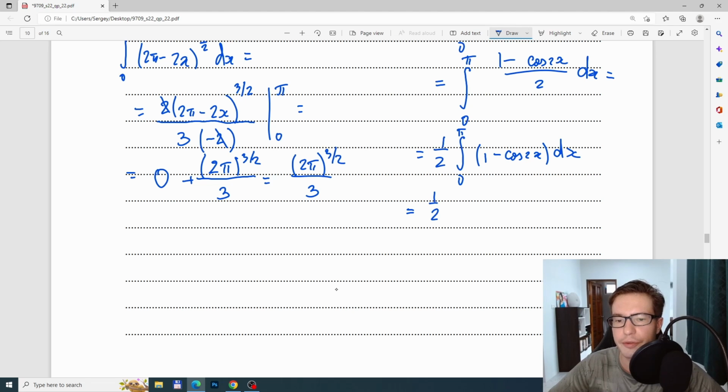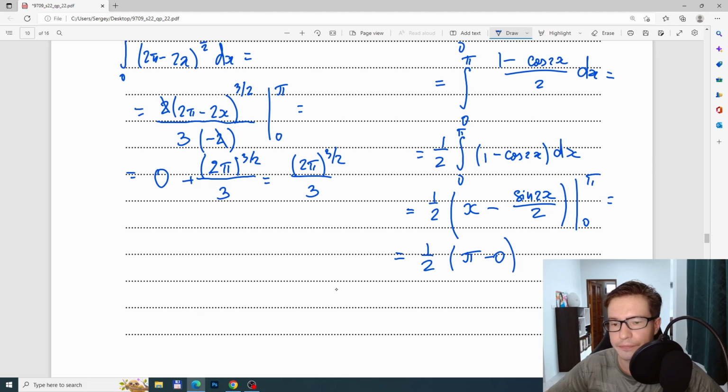And now it's easy to integrate. We'll get x minus sine 2x over 2. And that's from 0 to pi. Let's substitute the upper limit. We get a half pi, and then if I substitute 0, I'll get 0. So all in all, that's pi over 2. And now let's combine those two together and get the final answer. 2 pi to the power of 3 over 2 over 3 minus pi over 2.